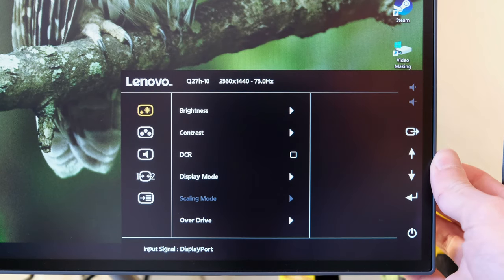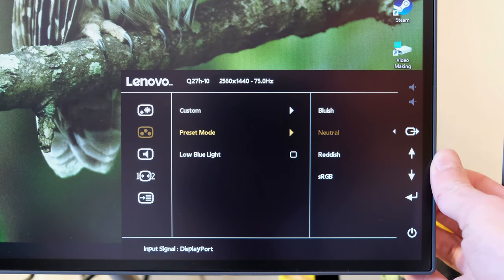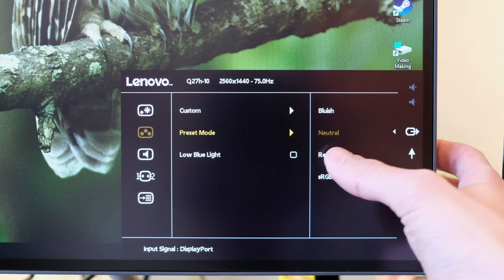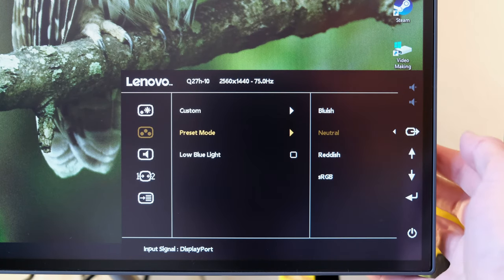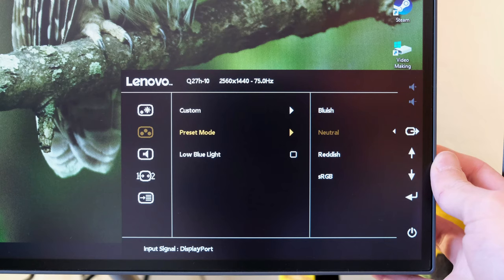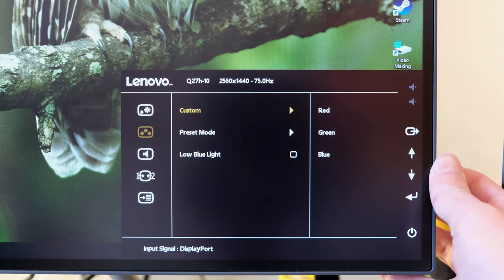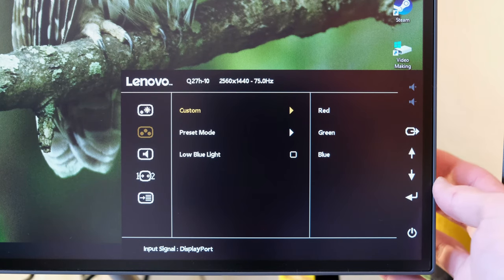And then if you go back, you've then got the color options. So you've got a few different ones to choose from, and we're going to cover these in the picture mode section, but you're probably going to want to go for neutral in order to maximize the overall brightness. Of course, you might want to go for sRGB as well. You've got low blue light mode as well, and then you can customize the RGB values as well.